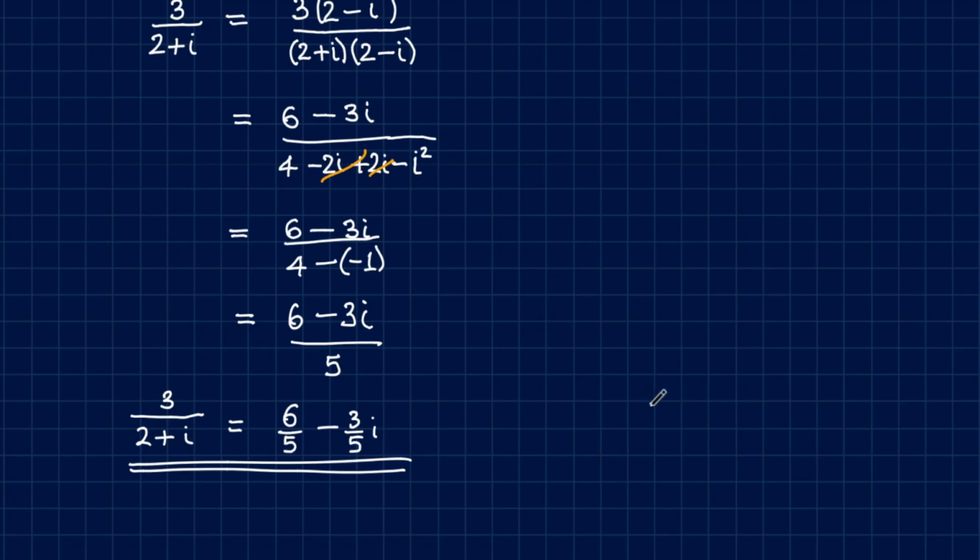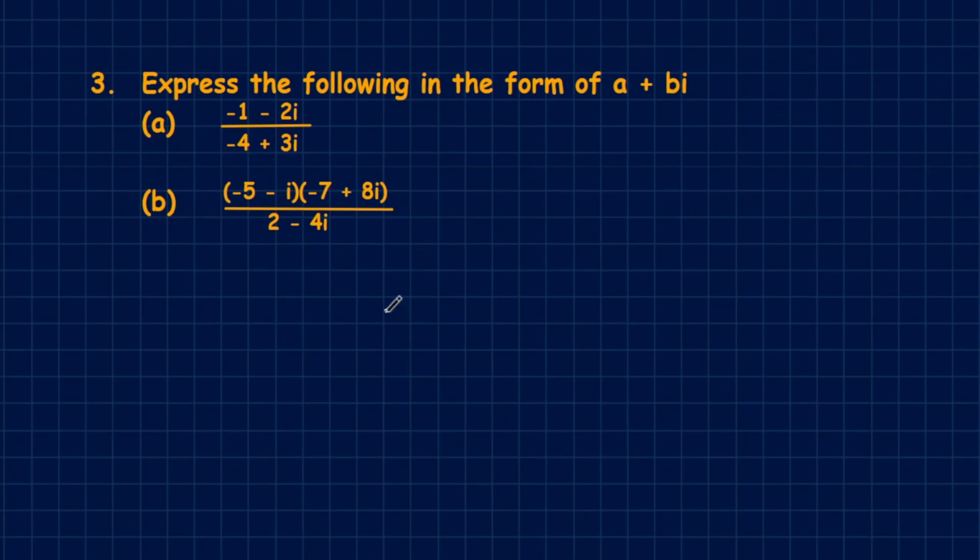So with all this said, let's go to question number 3. All right, question number 3, there are two parts, A and B. So let's start with question 3A, which says we have -1 minus 2i, and this is divided by -4 plus 3i. Now this is equivalent to, so we'll have to multiply this by the conjugate of the denominator.